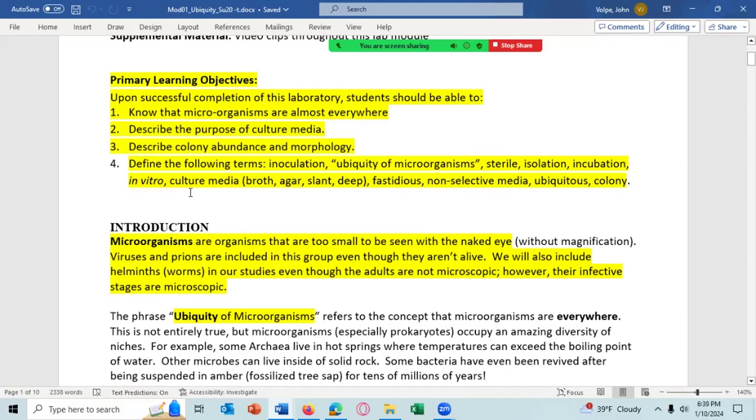And of culture media, you should know the different types. We have a broth culture media, which is a liquid media. And then we have an agar culture media, which is a solid culture media. And then we can grow the solids in a slant, in a tube, or a deep. And I think I'll show those later. And then what's something that's fastidious? What's a non-selective media? What does ubiquitous mean? And what is a colony, a bacterial colony?